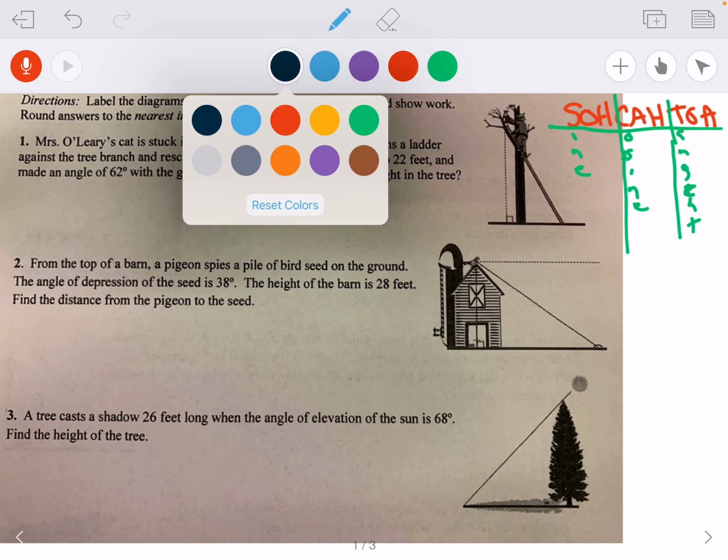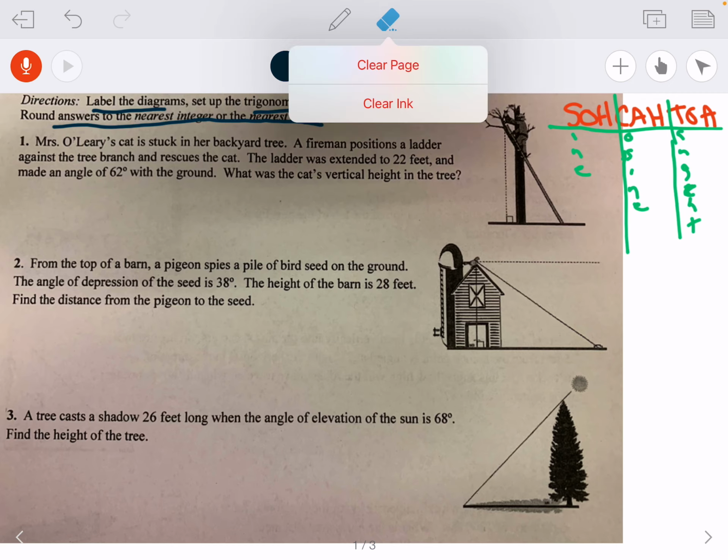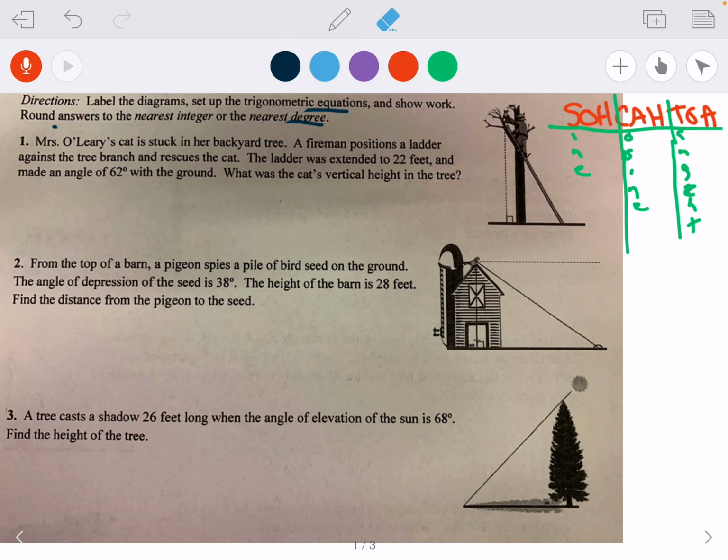I'm going to look here for some examples in the directions: label the diagrams, set up the trig equations, and show your work, rounding to the nearest integer or the nearest degree. Okay, so I'm looking for whole numbers here. So that is simple enough for the rules. So let's begin.